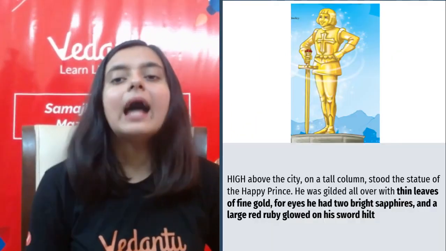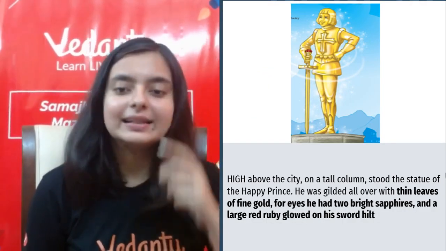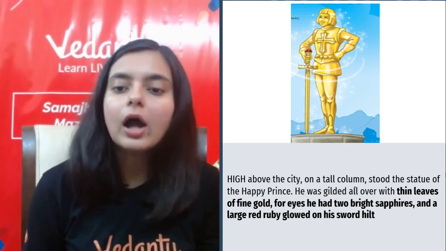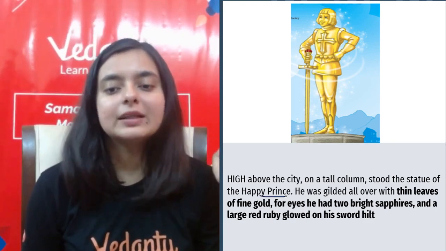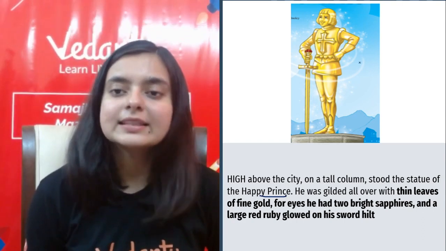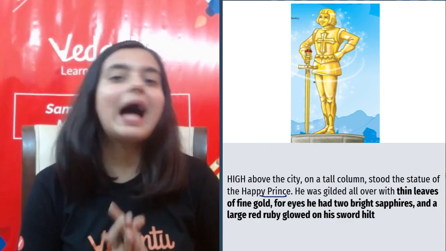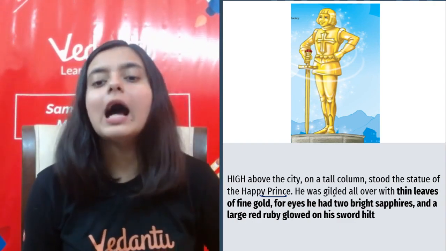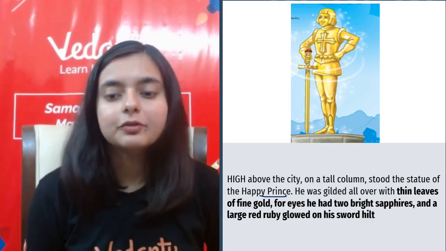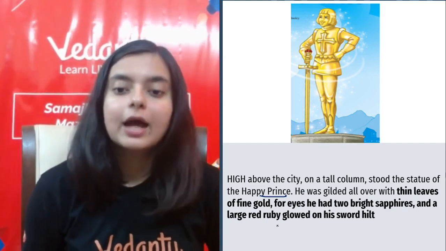So now this is a story about, as the title says, the Happy Prince. High above the city on a tall column stood the statue of the Happy Prince. So the Happy Prince is the titular character. Okay? Now this is about a statue, of course. The story begins with a statue of the Happy Prince, which was gilded all over with thin leaves of fine gold. And for eyes, he had two bright sapphires.